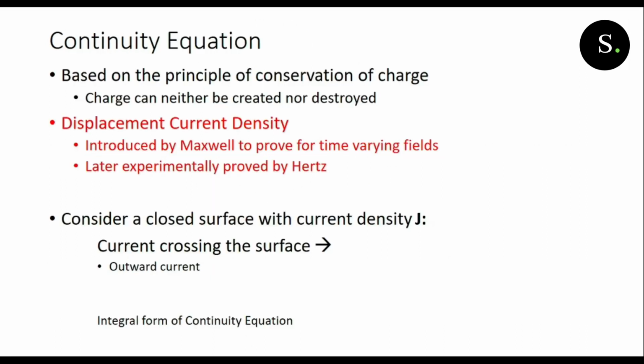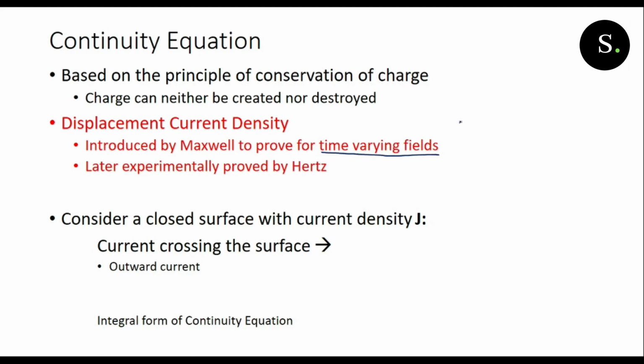Having said that, the continuity equation is based on the principle of conservation of charge. Just like the principle of conservation of energy, where energy can neither be created nor destroyed, charge can neither be created nor destroyed. Displacement current density is defined by Maxwell, which helps a lot in proving time-varying fields. Time-varying fields are the fields generated due to alternating current. And this was later proved experimentally by Hertz.